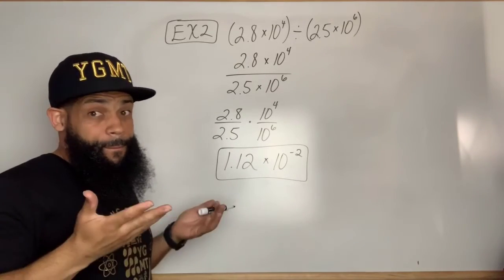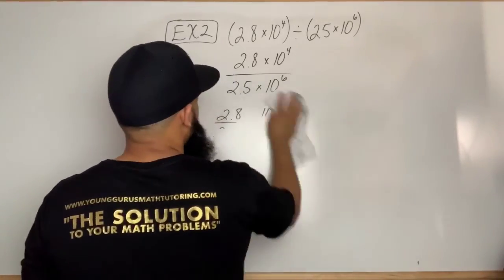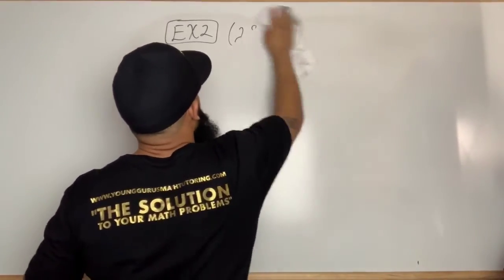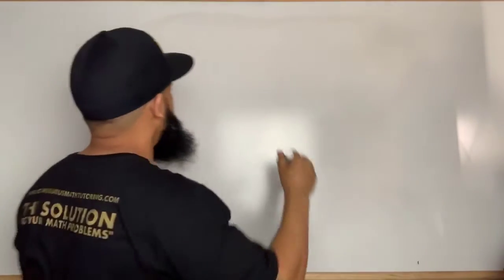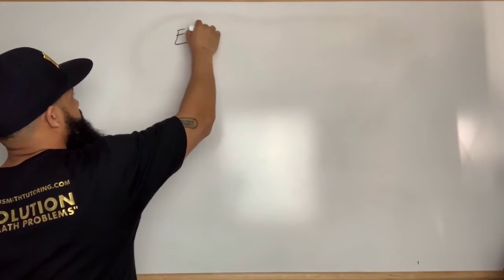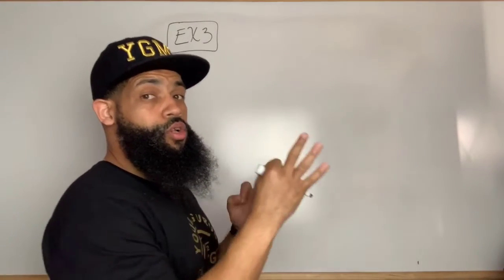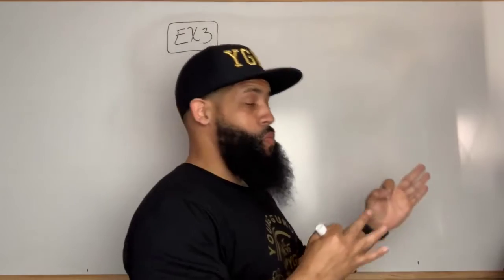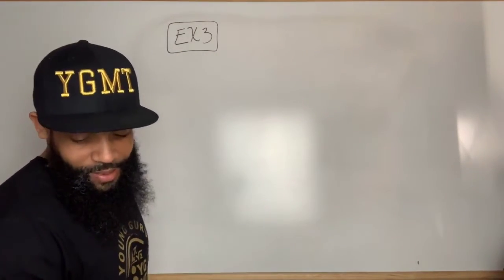Here we go. On to the next one. What if I have something like this? Example number 3. I can't dance, don't get it twisted.